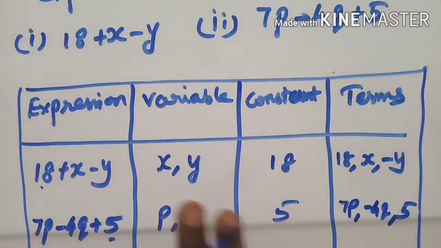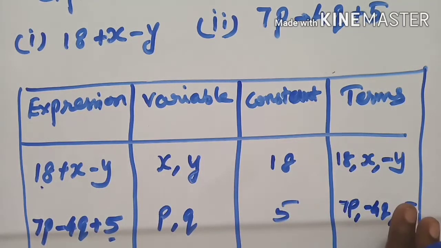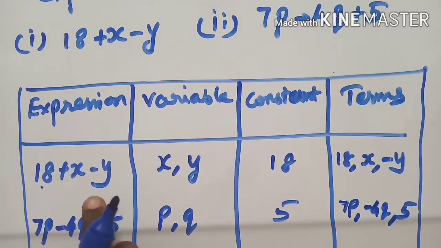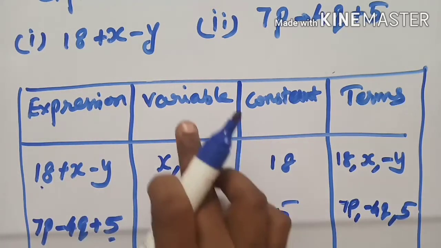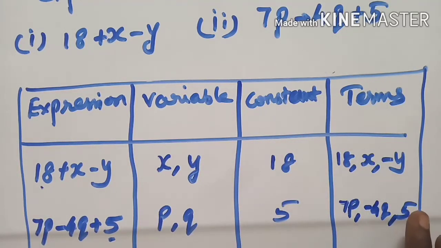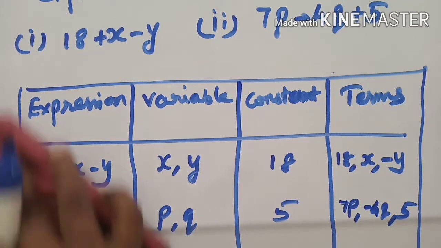Identify the variable, constant and terms. Draw the tabular column and write the expression. First write the expression, then go with variables, then constant and terms. Got it, children? Very simple, very easy sums, right?